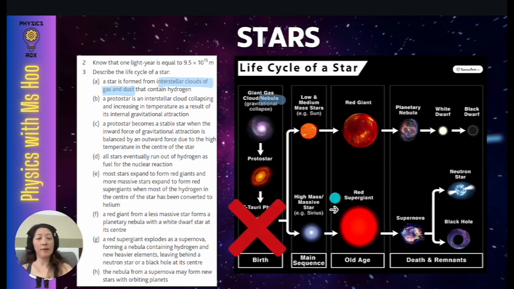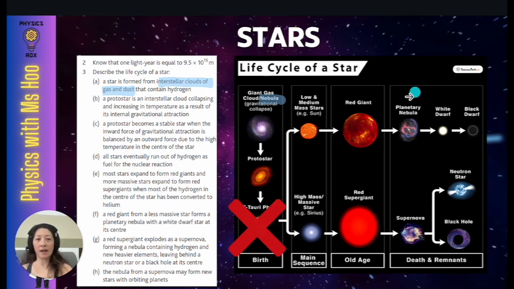Now, whichever path they take depends on the mass of the stars. So for low and medium mass stars, they will start to form red giants, whereas the more massive ones form red supergiants. So what are red giants and red supergiants? This is when most of the hydrogen in the center of the star has already been converted to helium. That means the nuclear fusion reactions have happened, it's running out of hydrogen, so there's very little hydrogen left. Most of it has already been converted into helium.